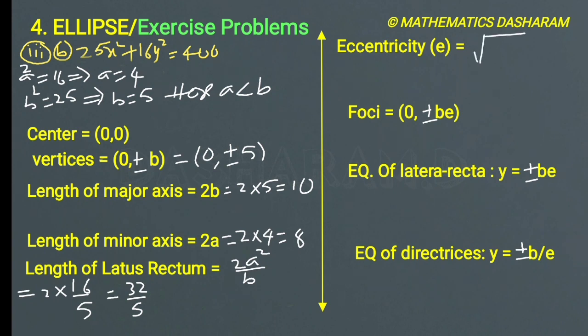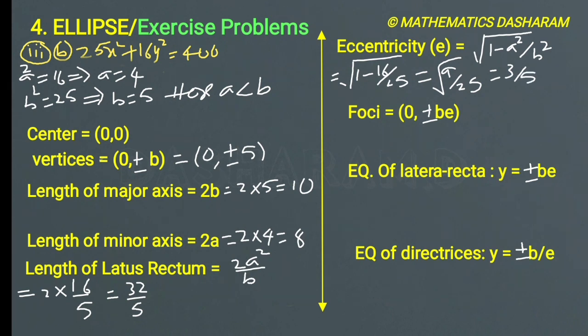Eccentricity, the formula is under root 1 minus a square divided by b square. So then it equals under root 1 minus a square value 16 divided by 25. So 25 minus 16 is 9 divided by 25 under root. So then it equals 3 by 5. Next, the foci, that is 0 comma plus or minus be. So 0 comma plus or minus b value 5 into e value 3 by 5. So here 5 cancels, 0 comma plus or minus 3.